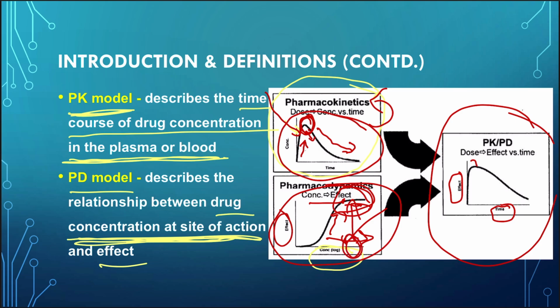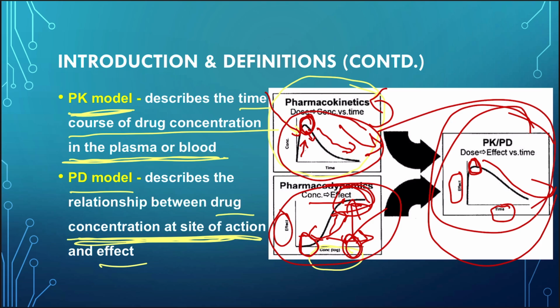Initially you get a maximum effect at a particular time, and as time progresses the concentration decreases, and when the concentration decreases the effect decreases, and as a result there is a downward slope. This is the interpretation of the PK/PD model that is obtained from the PK model and the PD model.